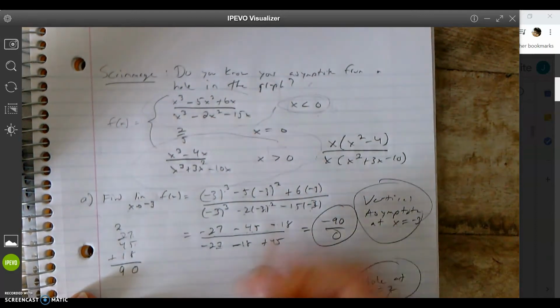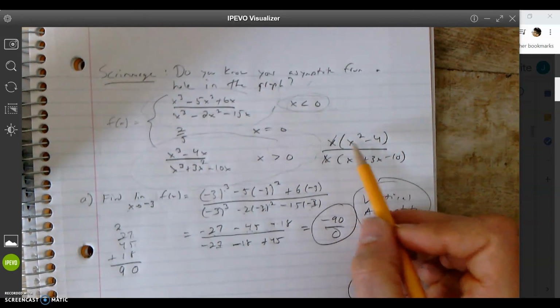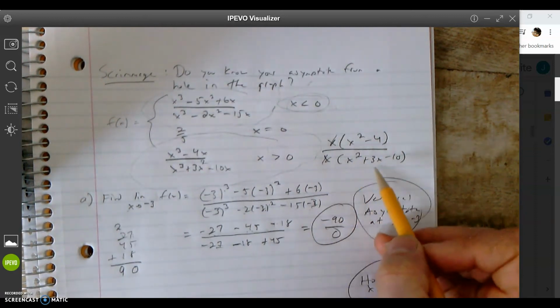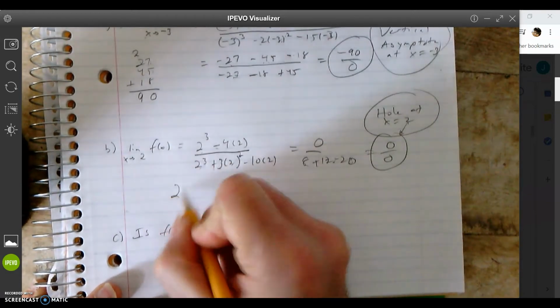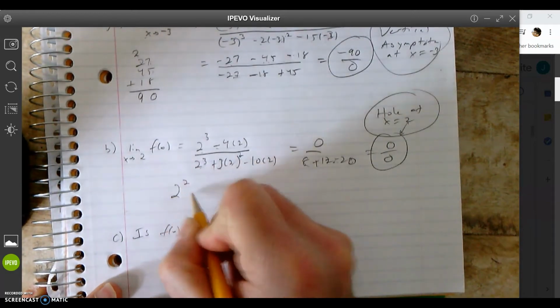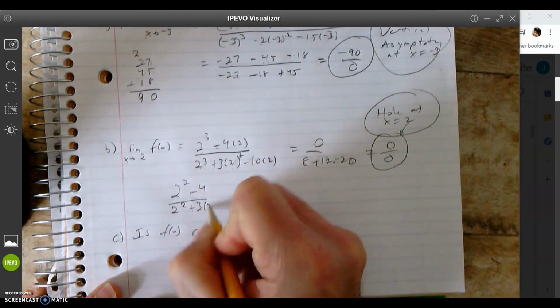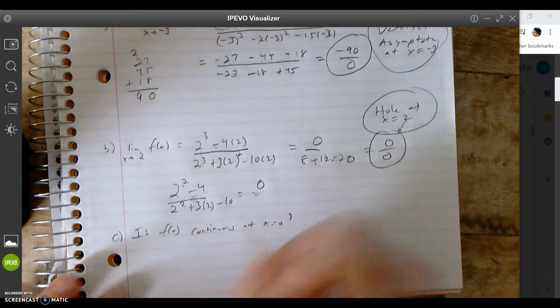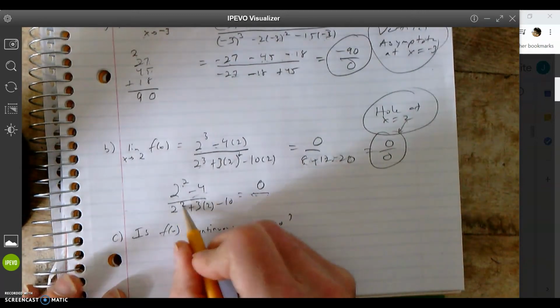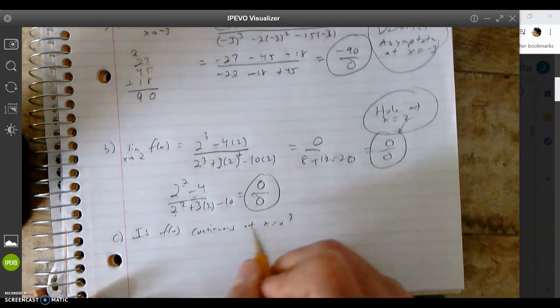Bam. So x divided by x is 1. And so now I can plug in 2 again and see what I get. So that's going to be 2 squared minus 4 over 2 squared plus 3 times 2 minus 10. 2 squared minus 4 is 0. 2 squared is 4 plus 6 is 10 minus 10. Ooh, I got indeterminate again.